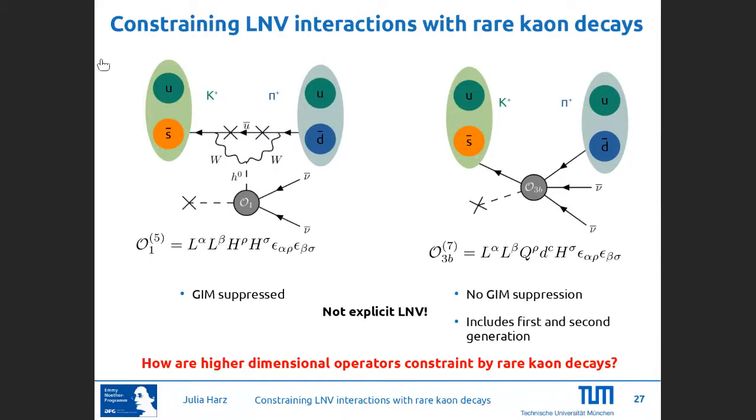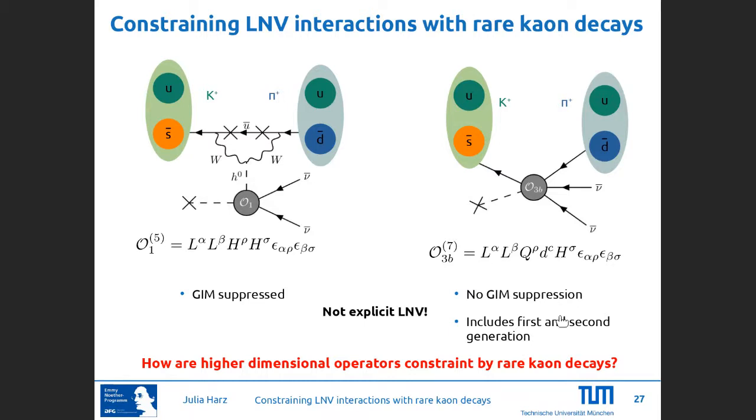Here we have the kaon, the K plus, and the pi plus. Now I can imagine that I have a lepton-number violating interaction, and here the neutrinos are of Majorana type. Here I put the 5-dimensional operator and the O3b, the 7-dimensional operator that I introduced at the beginning. The problem for the 5-dimensional one is that I get a GIM suppression. However, this is not the case for the 7-dimensional operator. So here I have no GIM suppression.